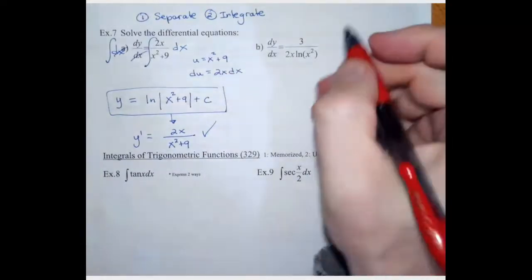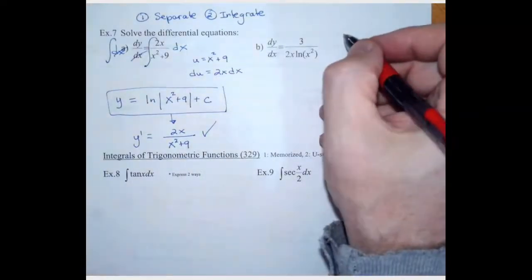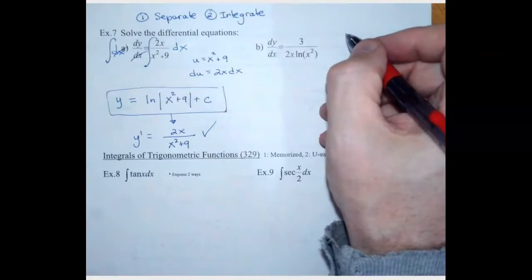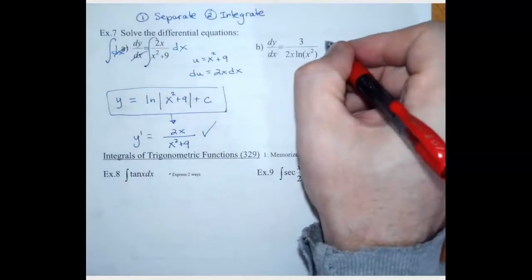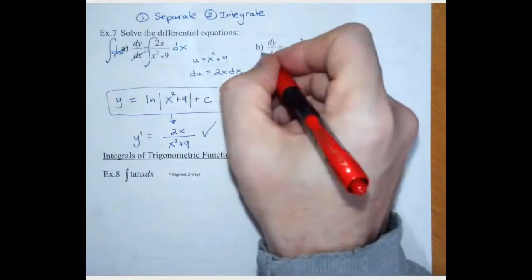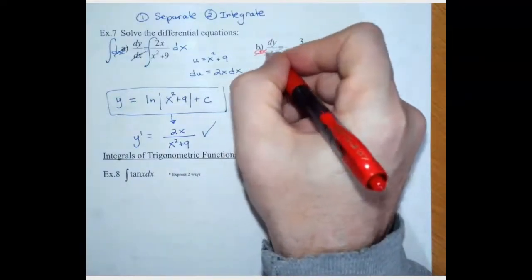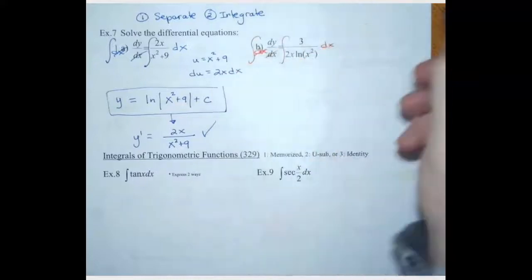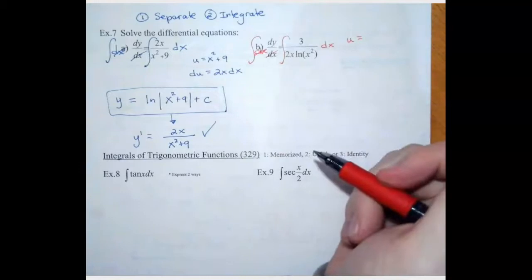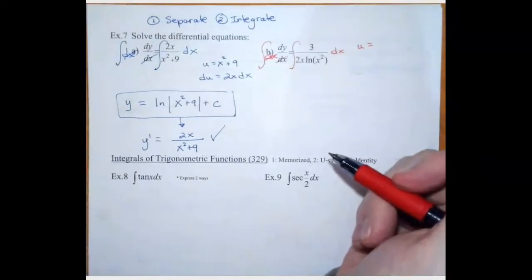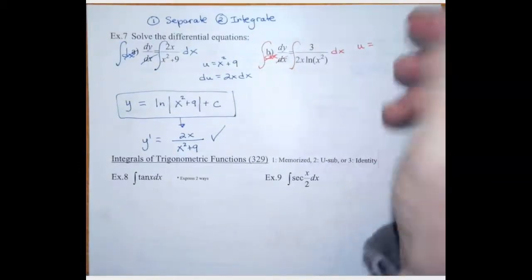Okay, so let's do another one over here. So this one looks a little bit tricky over here. So again, we're going to multiply both sides by dx, and then we're going to integrate. So this looks a little bit messy. Probably need to do a u substitution. If you're not sure what to do, it's probably u substitution.